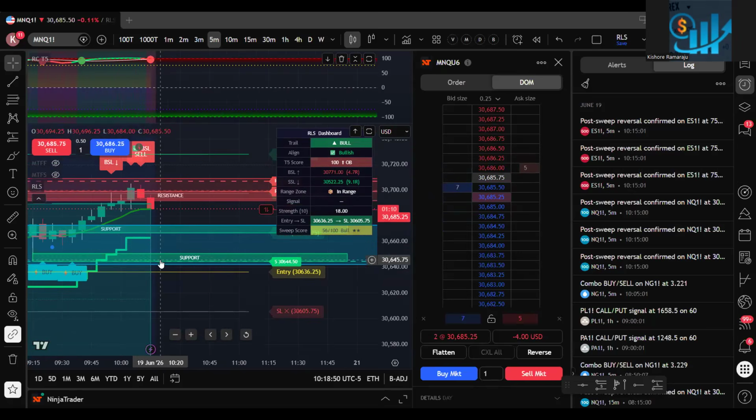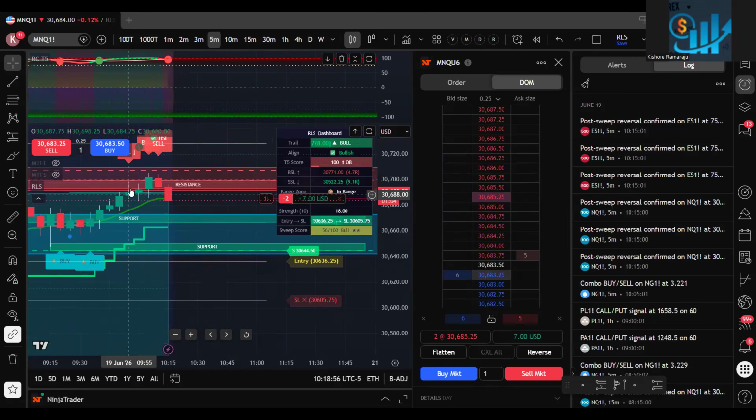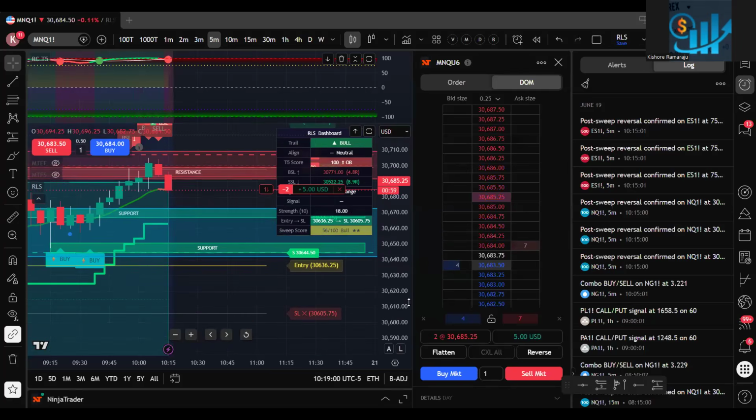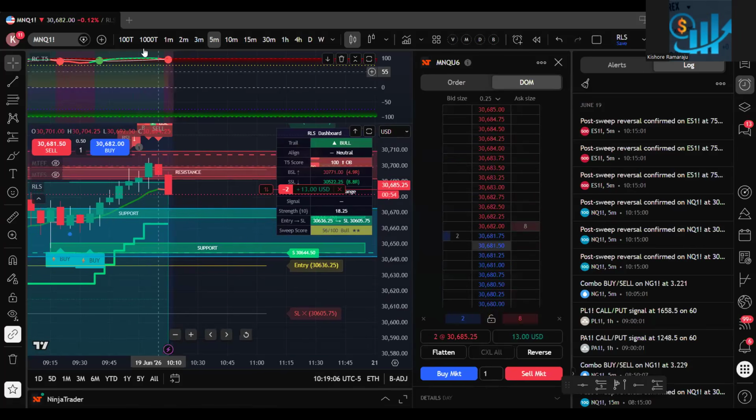So if it is a personal account, you can take a short. You can put a stop loss little above this candle. So if you make, you'll make huge profits. Generally, ES and NQ. Yeah, you will see it.